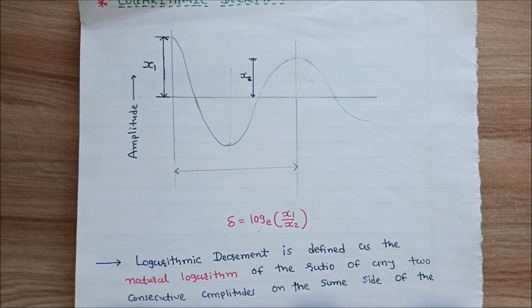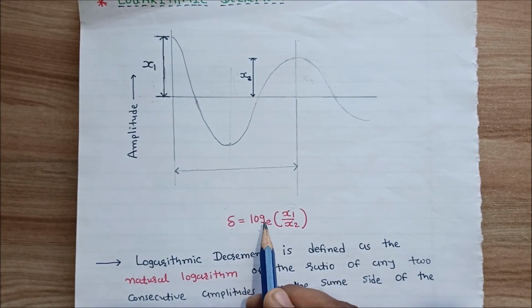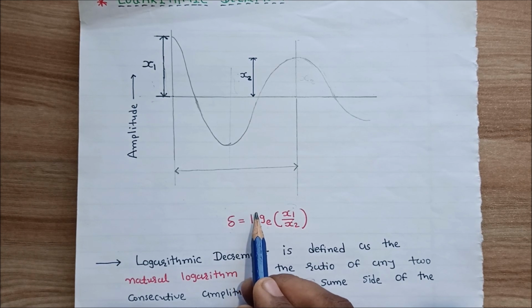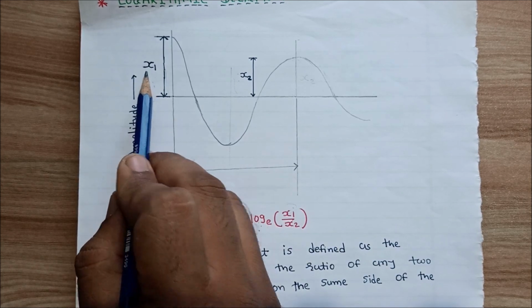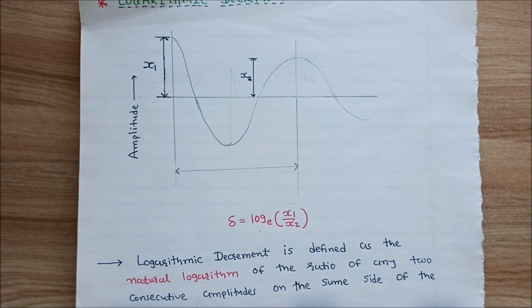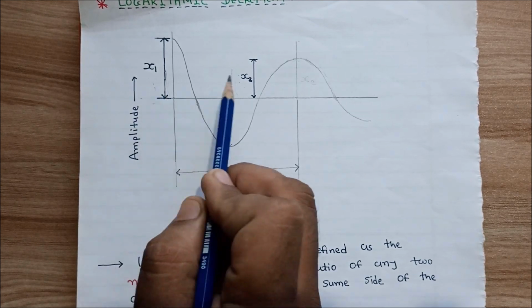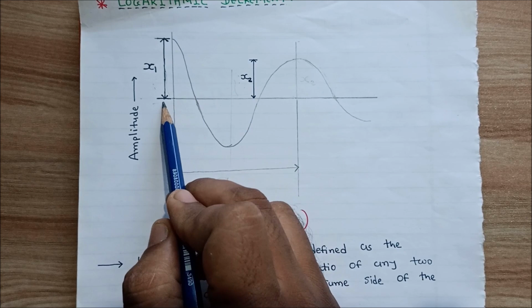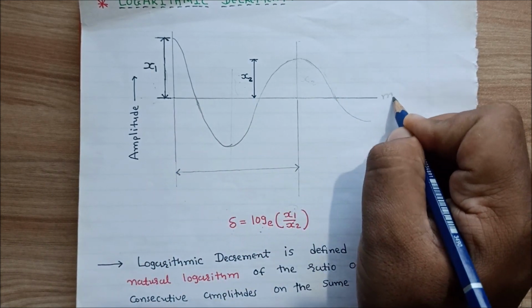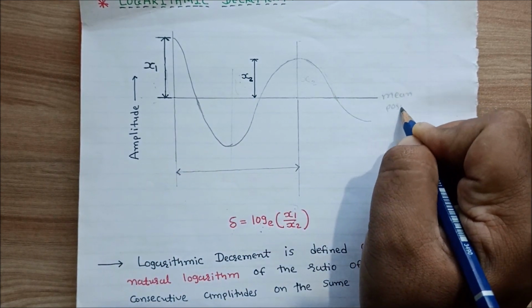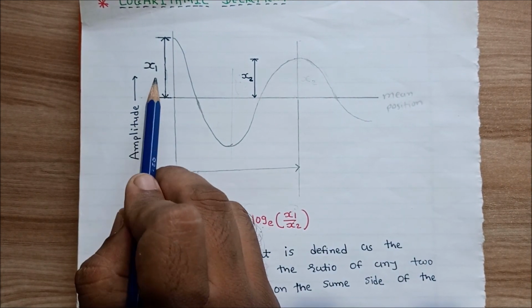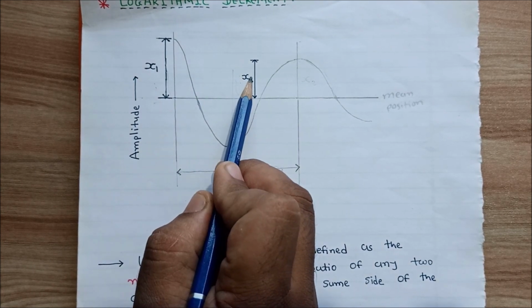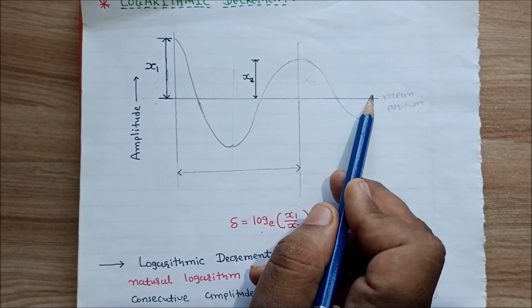What is the meaning of log e base? Log e base is the natural logarithm. And what is the meaning of x1 and x2? Those are the amplitudes. So x1 by x2 is the ratio of consecutive amplitudes on the same side of the mean position.